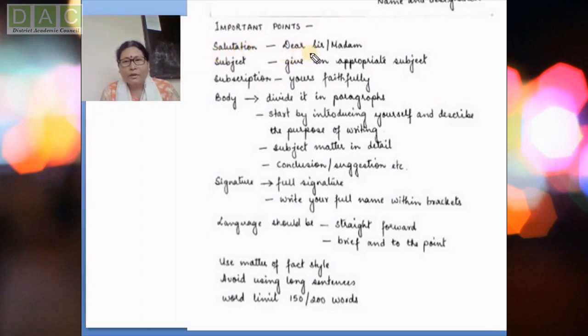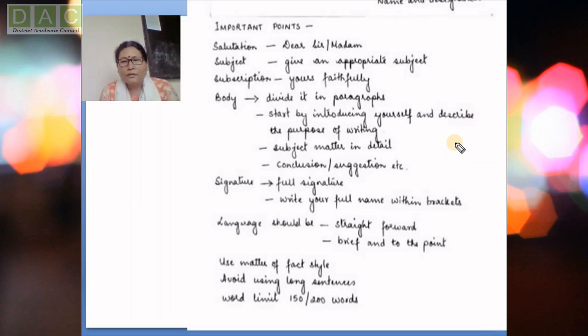For salutation, we are to write Dear Sir or Madam. Then for subject, we need to give an appropriate subject, which needs to be very pinpointed in that matter. Then for subscription here, we are always to write only Yours faithfully. Now the main body of the letter is to be divided into paragraphs. Like the previous time that I have already said, it must have an introduction, a body, and the conclusion here. So it is divided into paragraphs.